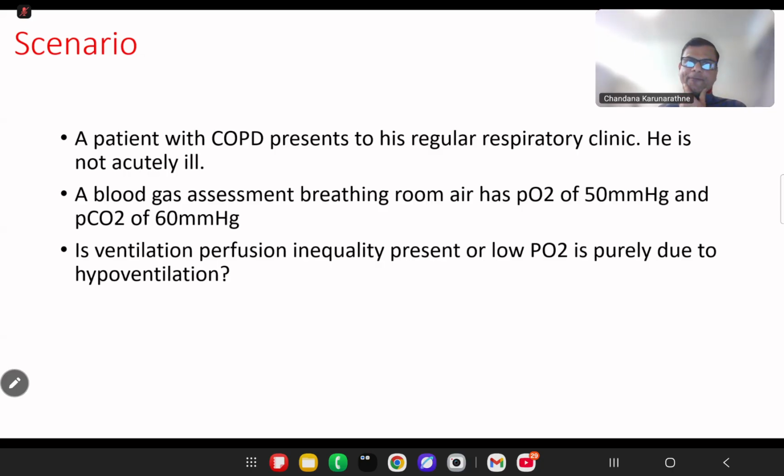I'll give you a hint: if it is hypoventilation, then you don't have a wide AA gradient. If it is VQ mismatch, you have a wide AA gradient. That is the key. You need to figure out whether there is an AA gradient in this patient. If you have a high AA gradient, yes, he has VQ inequality. If you have a normal AA gradient, you don't have it. Try to calculate.